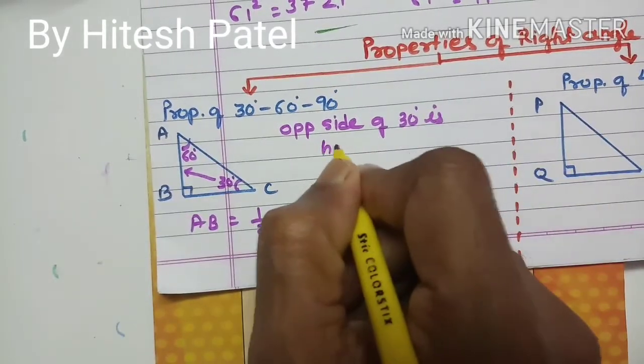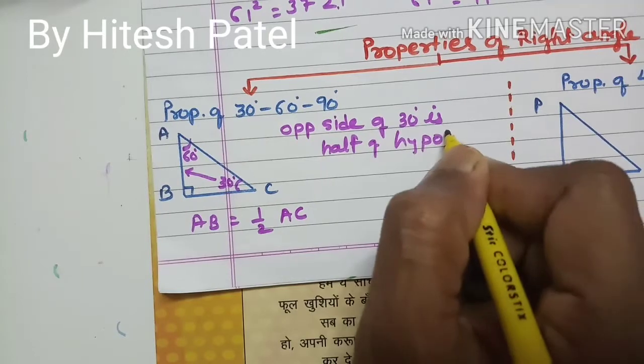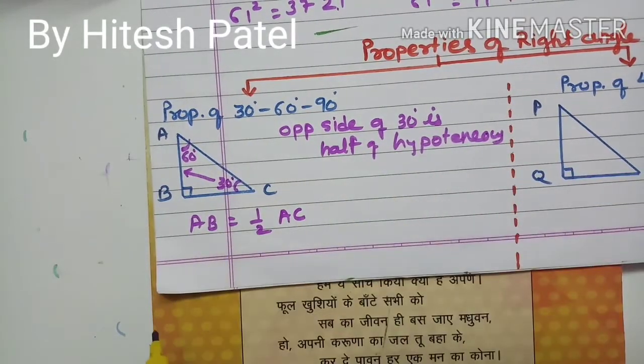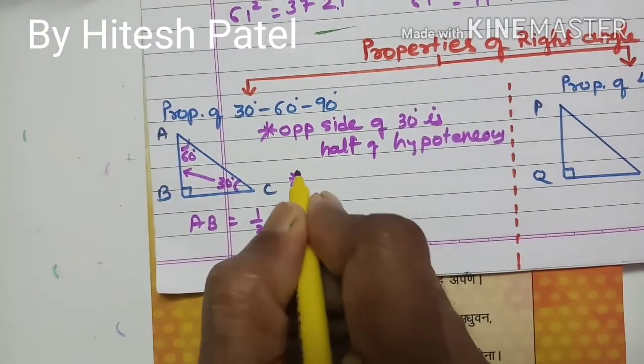half of the hypotenuse. So AB is half of AC. This is the first thing. Then the second thing is what?